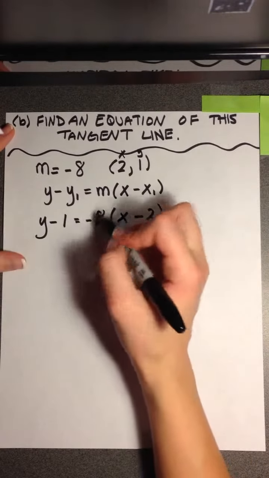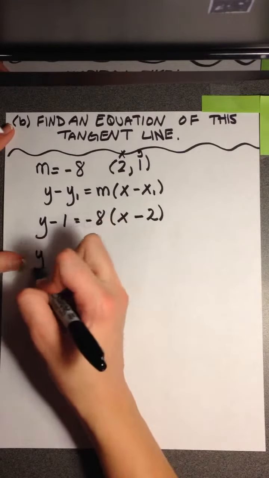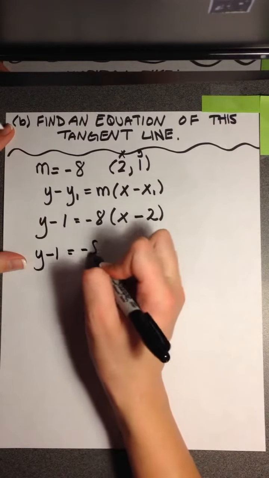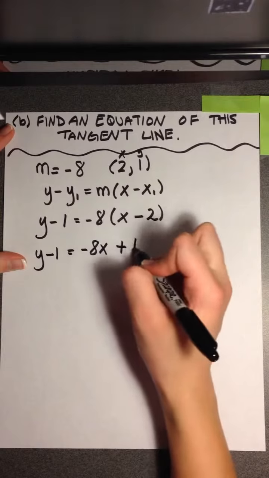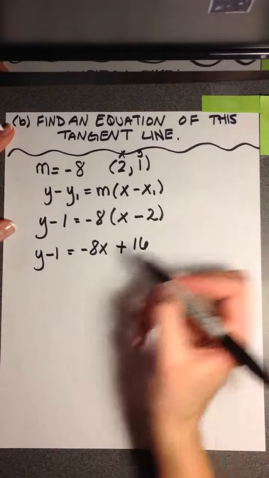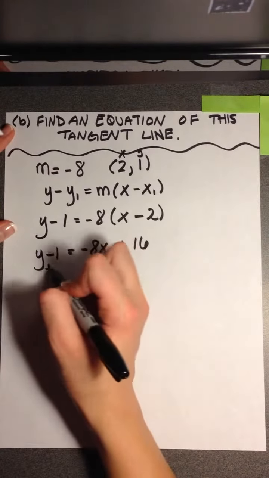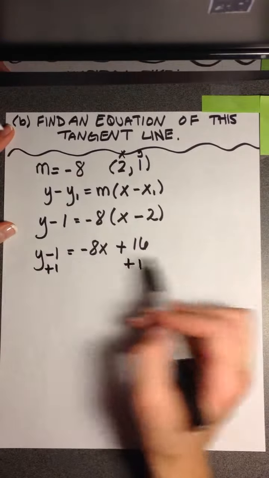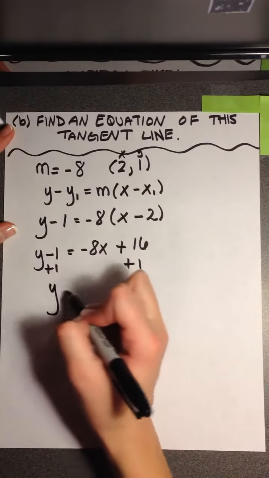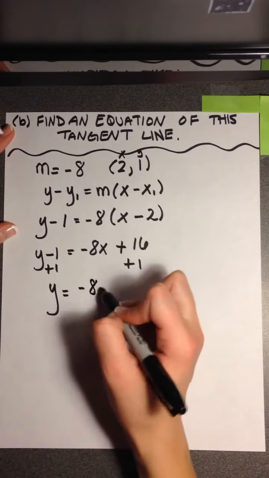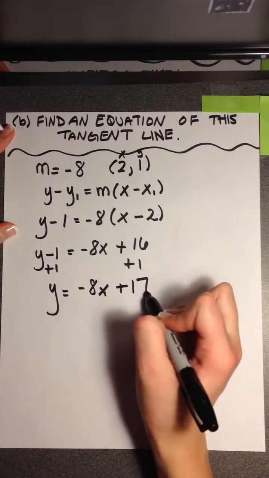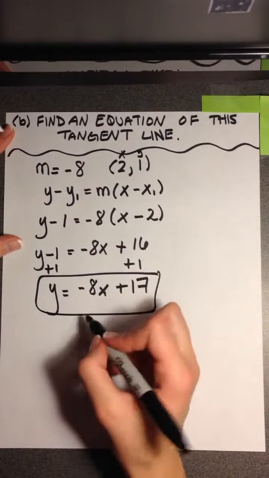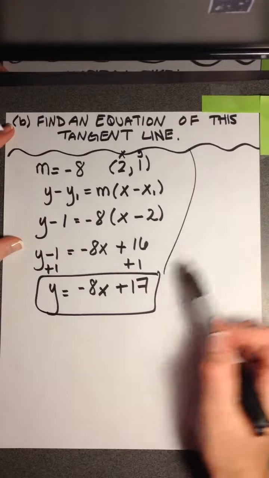Now we can distribute this 8, so we have y minus 1 equals negative 8x plus 16. Now we're going to add 1 to both sides so we can get y by itself. And that gives us y equals negative 8x plus 17. And that is the equation of our tangent line.